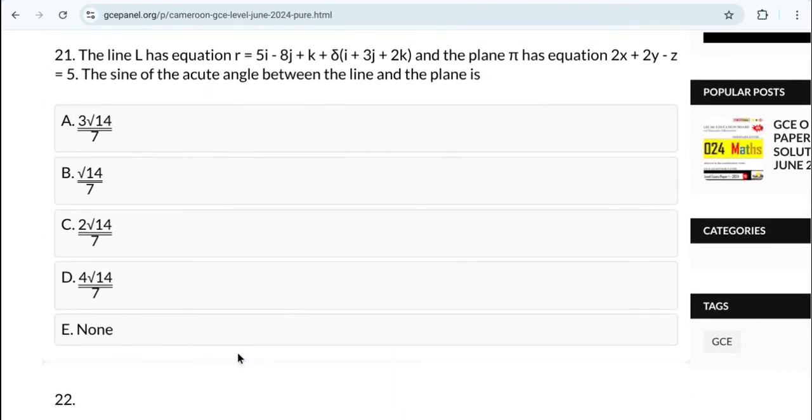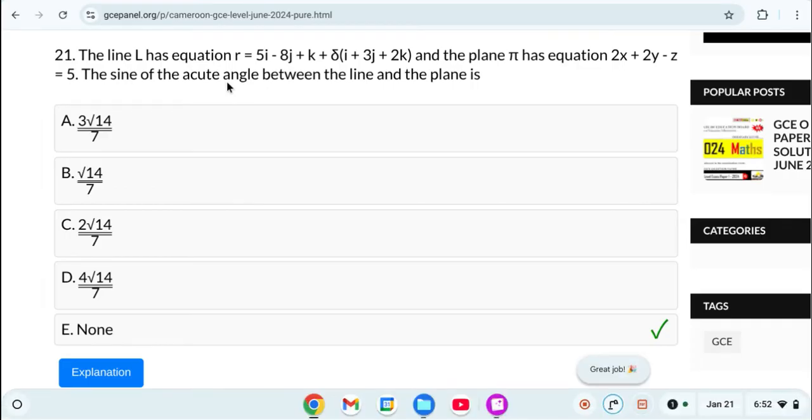Question 21. The line L has that equation, and the plane pi has that equation. The sine of the acute angle between the line and the plane is... So the answer to this one, I think it was a typo, so the answer was actually not there. So how do we get the sine of the angle between the line and a plane?